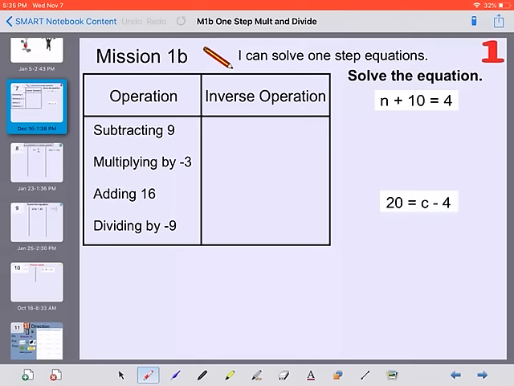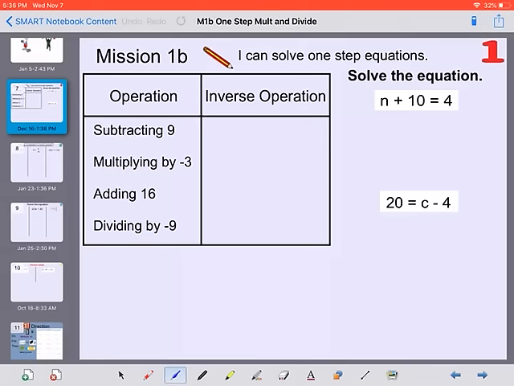Good afternoon. Today we're doing mission 1b from Unit 3A, solving equations. We're solving one-step equations. We're going to review all of the inverse operations, review adding and subtracting with the equations, and then focus on multiplying and dividing today.